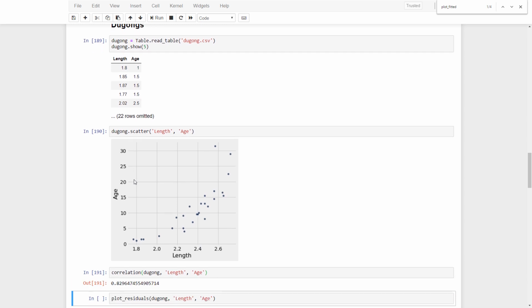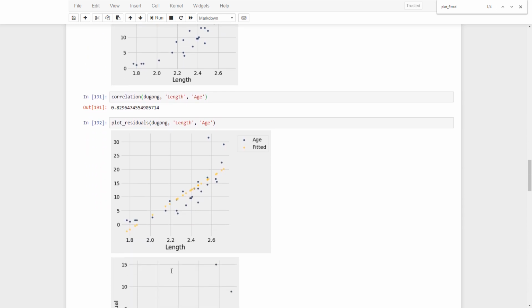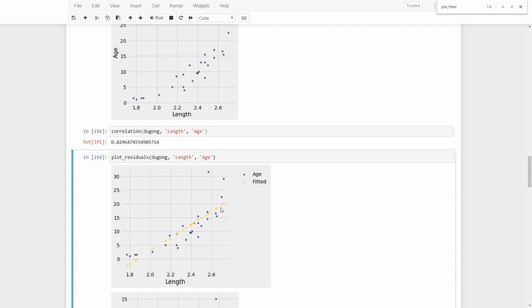So let's compute the correlation. We'll see that the correlation is 0.83, which means that there is a strong correlation, a strong linear association or linear relationship. Now let's plot the residuals. Let's see the original scatter plot with the predicted values and also the residual plot. If you look at the original scatter plot, you will see that the estimated values represent the dataset well, except maybe in this part, and also in this part.